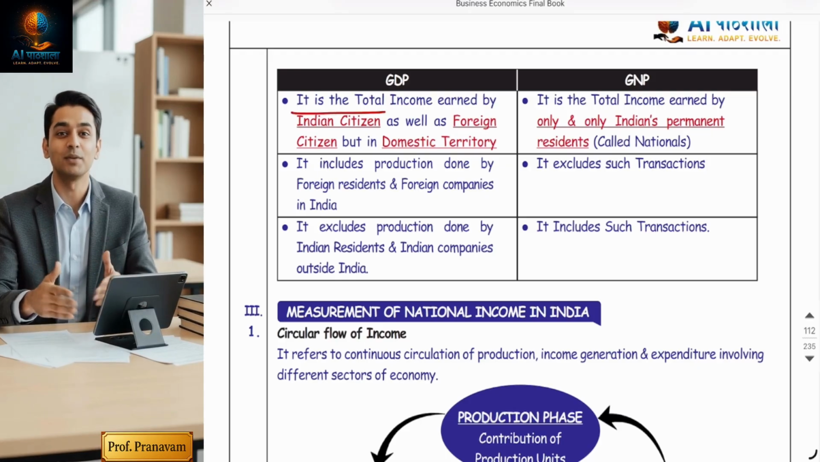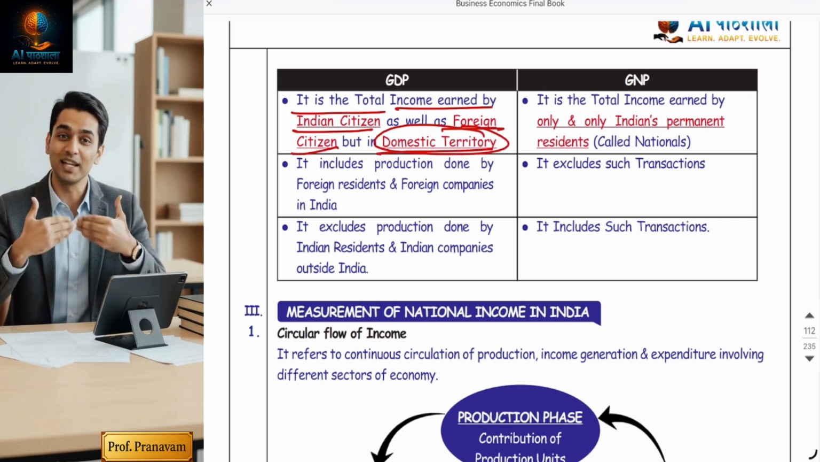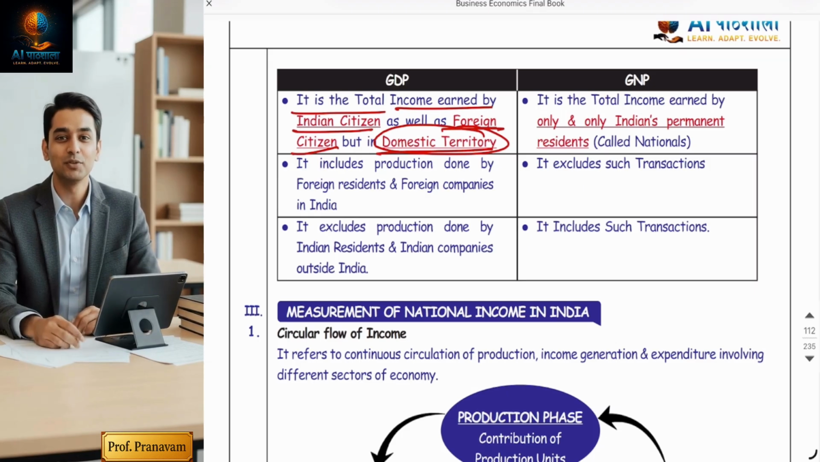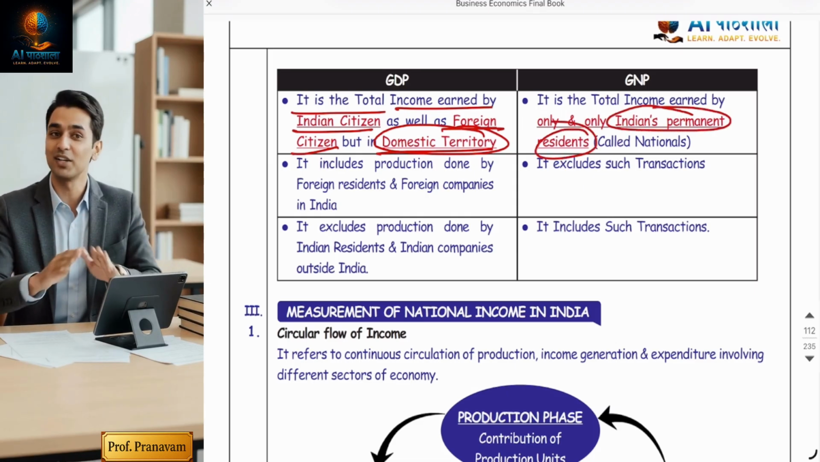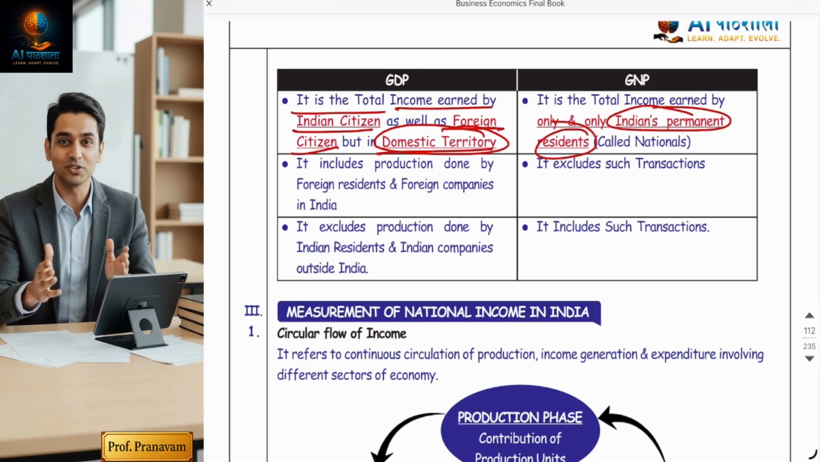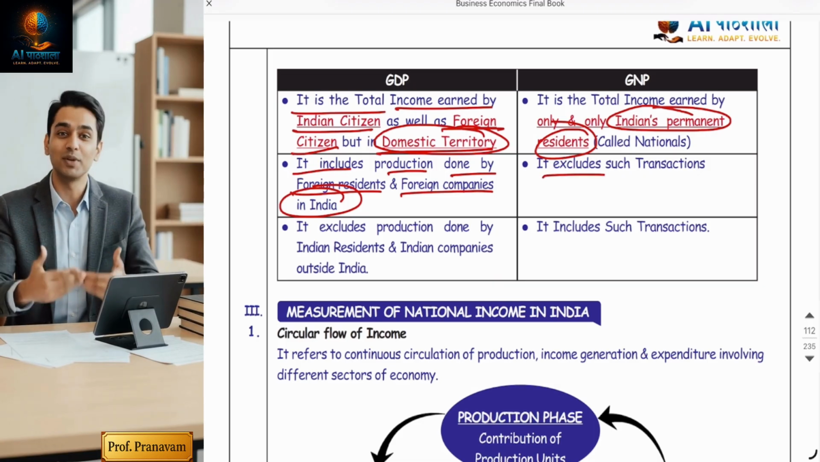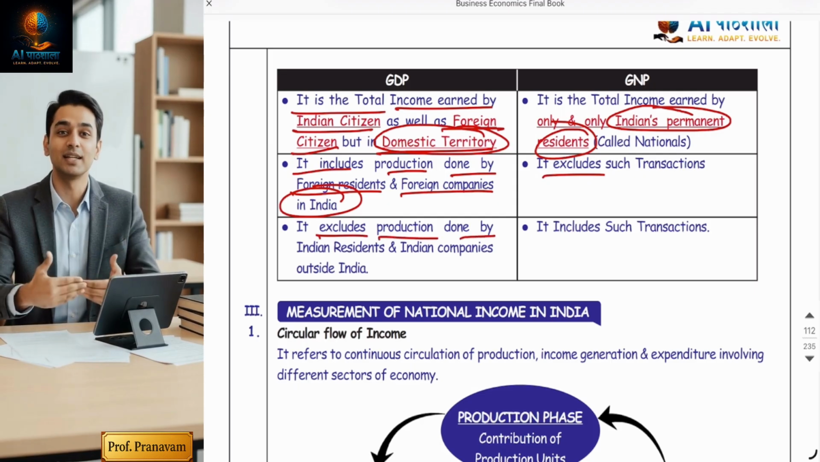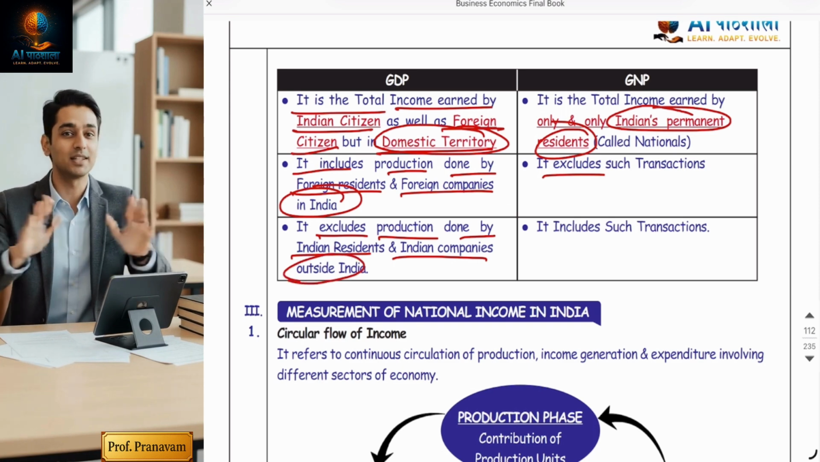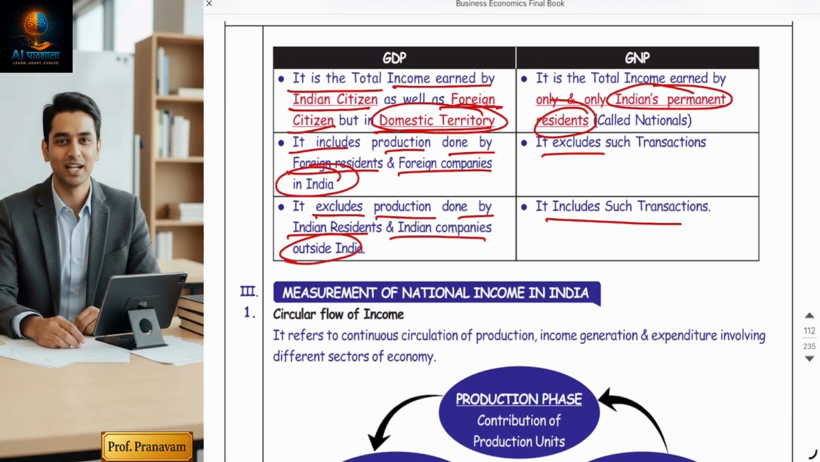GDP is the total income earned by Indian citizens as well as foreign citizens, but in the domestic territory. Its focus is on domestic territory, irrespective of whether it's earned by Indian citizens or foreign citizens. But GNP is talking about income earned only by Indian citizens. It is not talking about territory. So GDP includes production done by foreign residents and foreign companies within India. But GNP excludes such transactions because they are earned by foreigners. It excludes production done by Indian companies or Indian residents outside India from GDP, but GNP includes such transactions. So this is the basic difference between GDP and GNP.